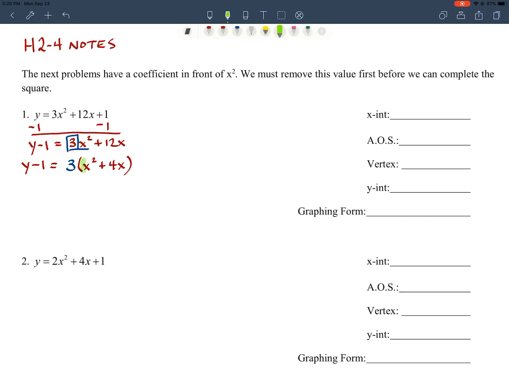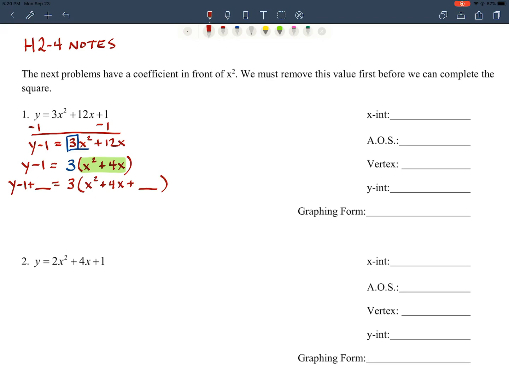Now this expression x squared plus 4x, right, we've got two terms there. We want to make that a perfect square trinomial like we were doing on the other side. So we're going to need to add something in. So we're going to have 3 times the quantity of x squared plus 4x plus blank right now. And if we add something to that right side, we know that we're going to end up adding something to the left side.